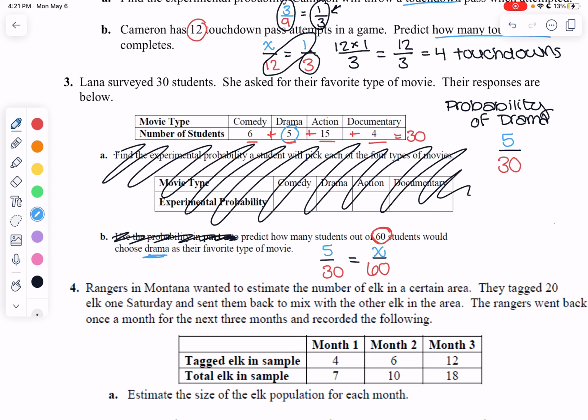Well, there's 2 ways we could solve that. I'm going to use the baseball bat method. If you could use kind of thinking about what I would multiply 30 by to get 60, and then doing the same for the numerator, you are awesome. I'm going to use baseball bat method though. Baseball bat method would tell me to multiply 5 times 60 and then divide by my ball 30. Okay, 5 times 60 is 300, divided by 30 equals 10. So I would predict that 10 students like drama movies out of 60.